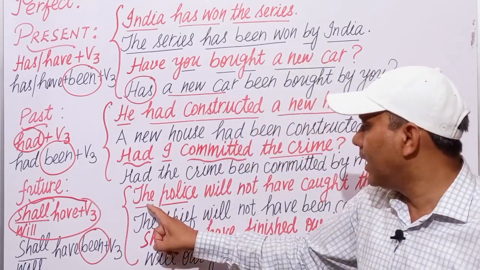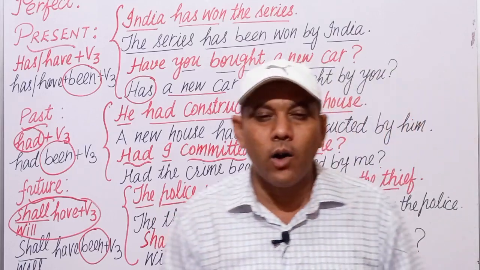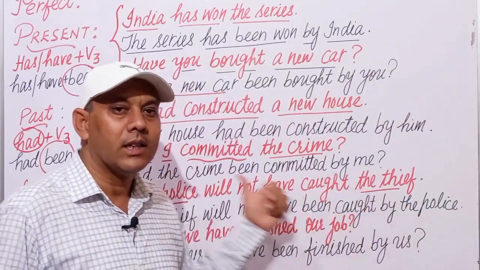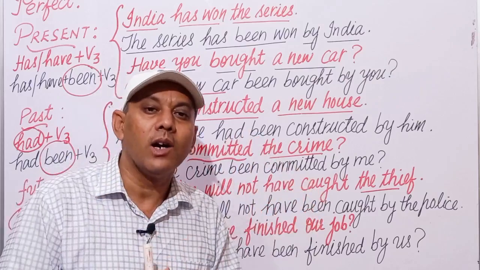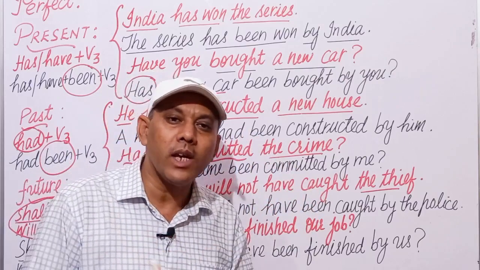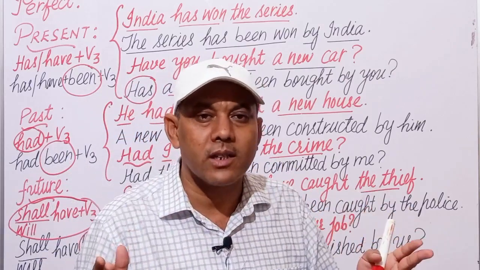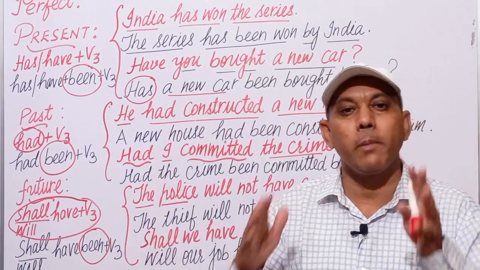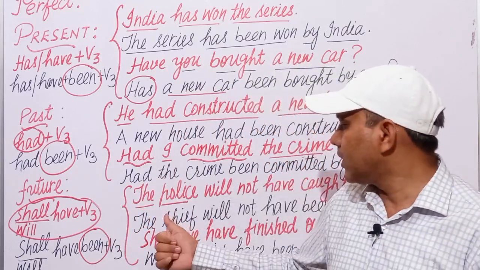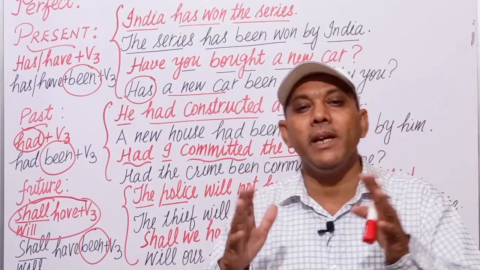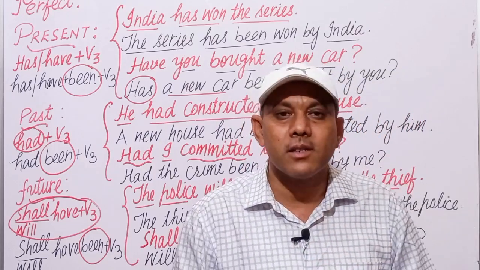For example, the police will not have caught the thief. In this sentence, the thief is the object. Change it into the subject of the passive sentence. The thief will not have been caught by the police.